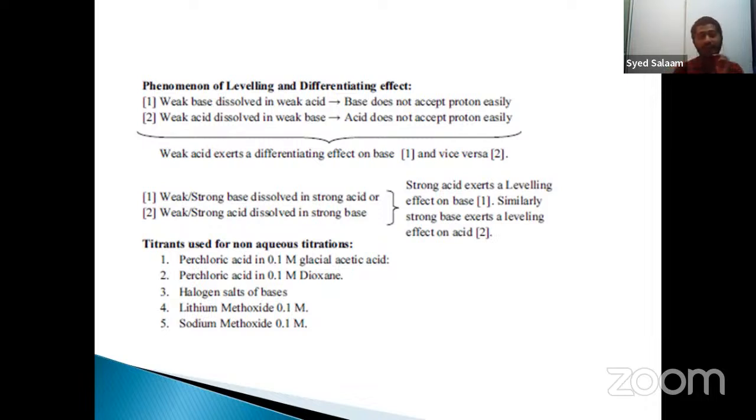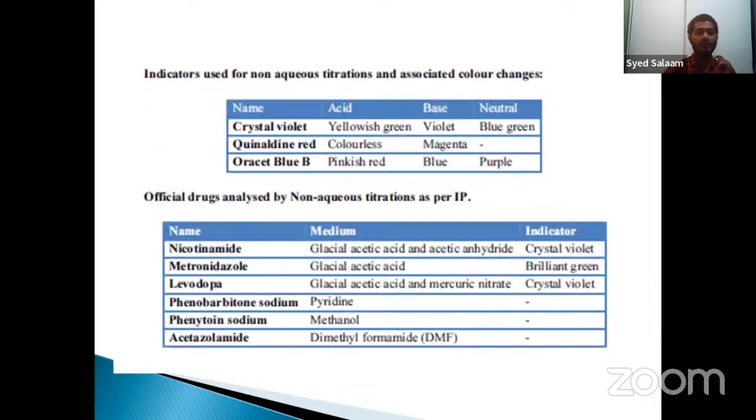So that is the reason we go towards this method, non-aqueous titration, where we titrate with non-aqueous solvents or titrants. Titrants used for non-aqueous titration include perchloric acid in 0.1 molar glacial acetic acid, or perchloric acid in 0.1 molar dioxane, halogen salts of bases like HCl or NaCl, HF (hydrogen fluoride), lithium methoxide 0.1 molar, and sodium methoxide 0.1 molar.